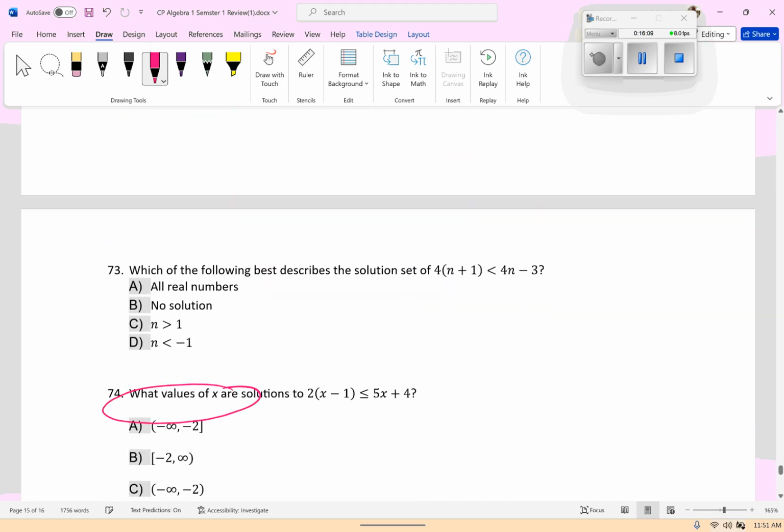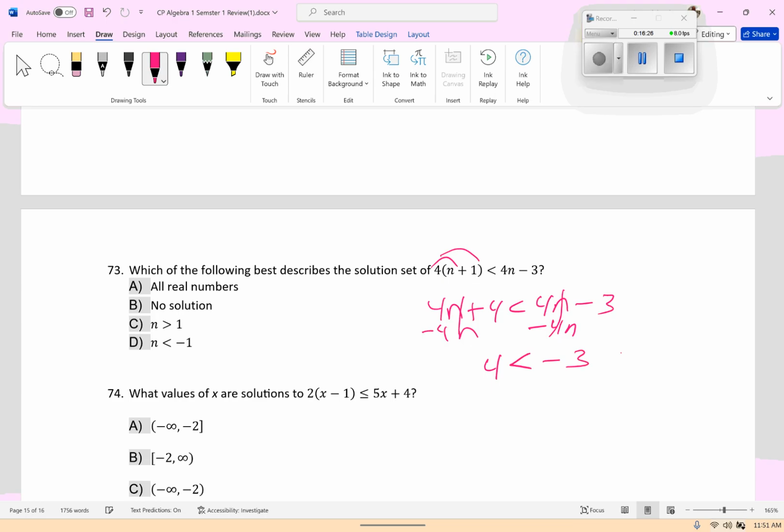All right, let's solve this one. Let's get rid of this line that followed me along. Subtract 4n from both sides. So those cancel out. So 4 is less than negative 3. 4 is not less than negative 3. This is false, so there's no solution to this answer.